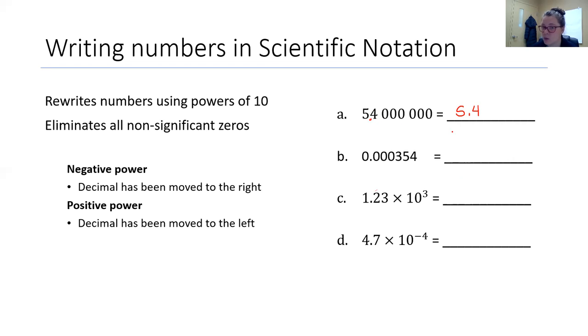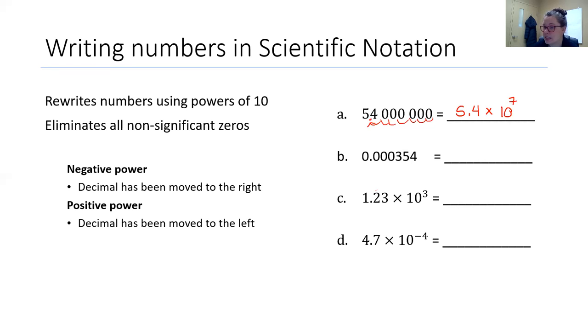And okay, we can't just change 54 million into 5.4. We have to tell it, well, times how many tens? Well, in order to figure that out, take your decimal. The decimal used to be here. We've moved it 1, 2, 3, 4, 5, 6, 7 places to get it to the 5.4. So by moving it 7 places to the left, it's going to be a positive power, and we're going to say times 10 to the power of 7.